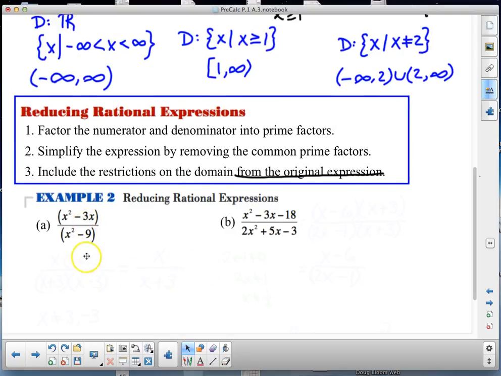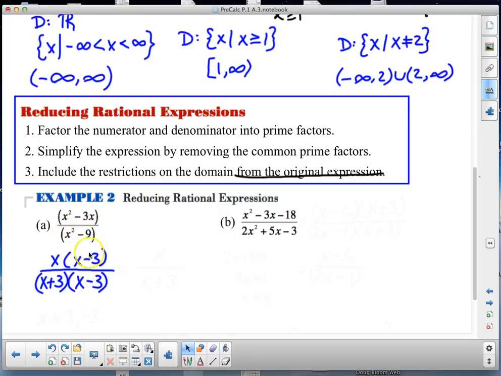So let's factor first. In this first one, I can take an x out, and I have the difference of two squares. So x times (x minus 3)(x plus 3). I've factored this out: x comes out of both, and this is the difference of two squares, x plus 3, x minus 3.